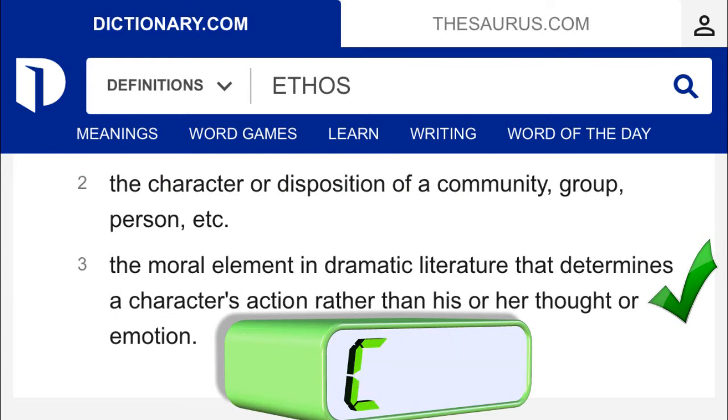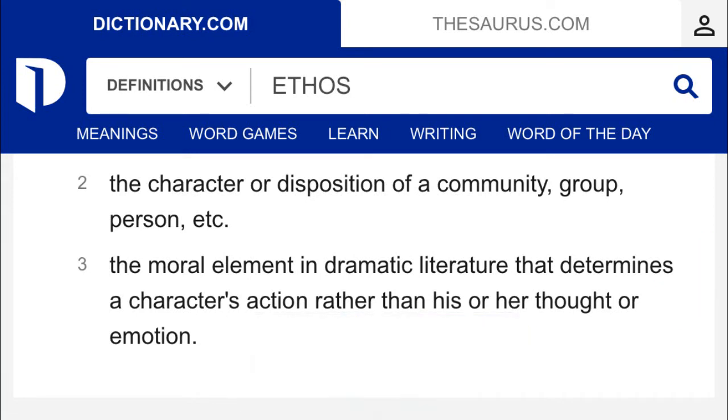We are only going to copy down definition number 3, which reads: the moral element in dramatic literature that determines a character's action rather than his or her thought or emotion. Now, in the video, it stated that ethos is the speaker's moral character. However, with ethos, you can also use the person who is being spoken to or the person who is trying to be persuaded. You can also use their moral characters or beliefs against them in order to persuade them, as a means of making them feel bad for making the wrong decision based on how they were raised and taught.